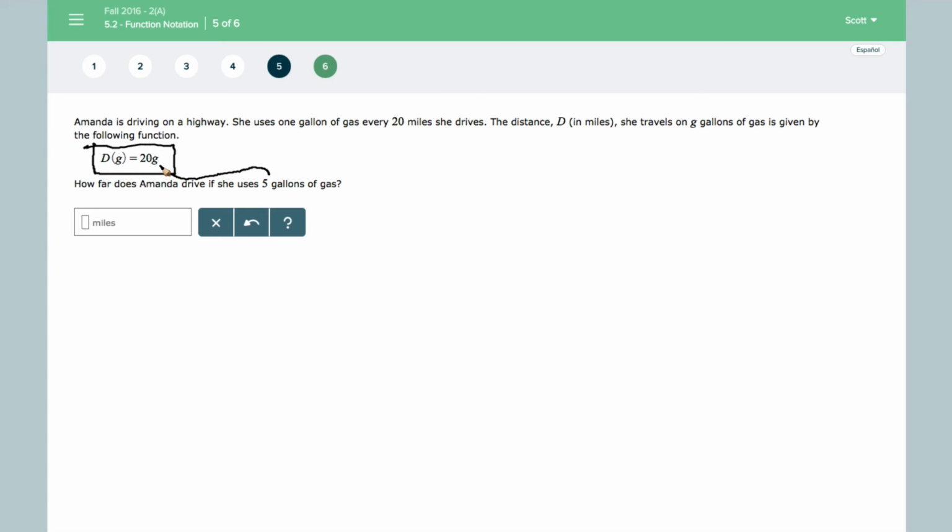Well, if we're using g for gallons of gas, then we're going to put a 5 right there. 20 times 5 is 100. And so that's the answer there. So just plug in, find out what g stands for. g is gallons of gas, and then just plug that in for gallons of gas.